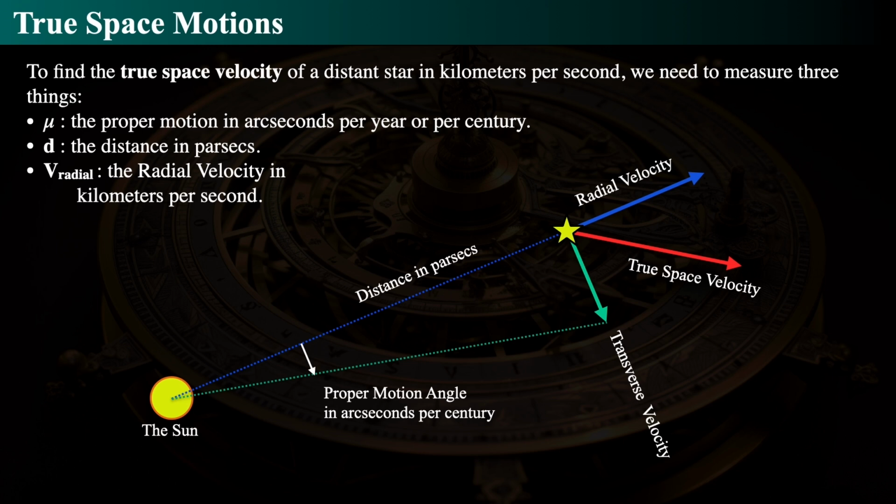And so the transverse velocity is the actual speed across the line of sight, measurable from the distance and the proper motion, and the radial velocity is the speed towards us or away from us.